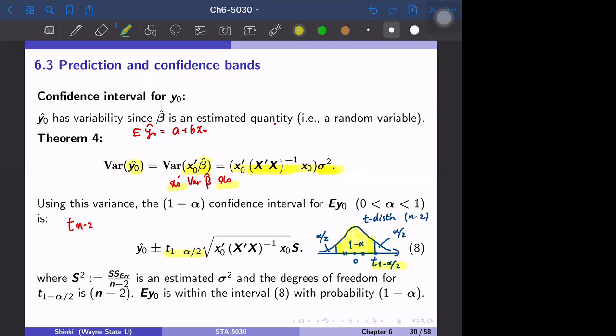So now that we can see the range for y naught hat, I would say the expected value of y naught ranges from our estimate, y naught hat, plus or minus the t sub 1 minus alpha over 2 times the square root of the variance. So this gives the 95% coverage for the expectation of y naught. Here y naught hat is our realization, and this is basically the margin.